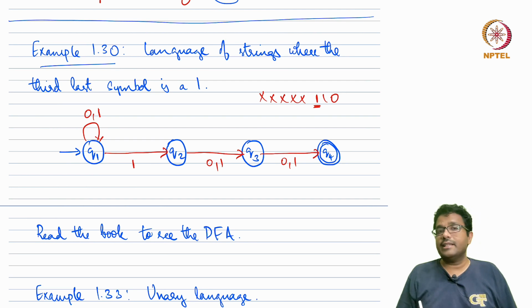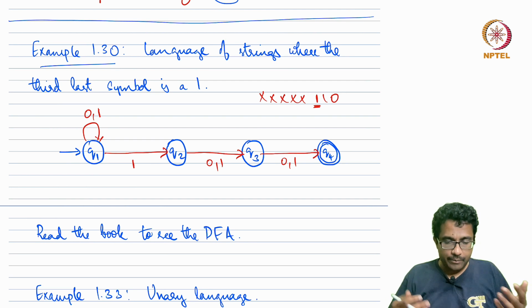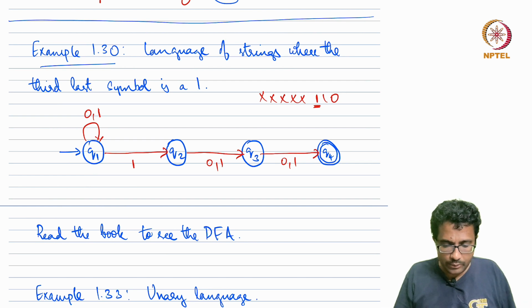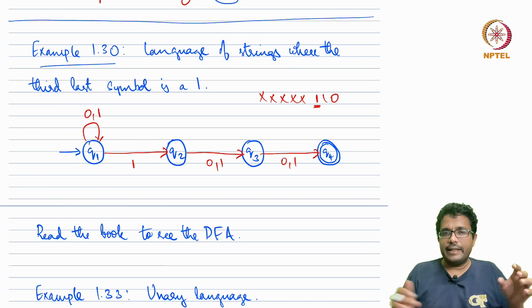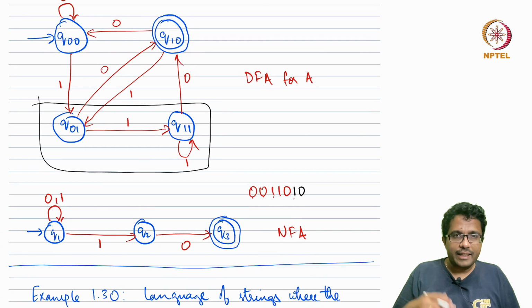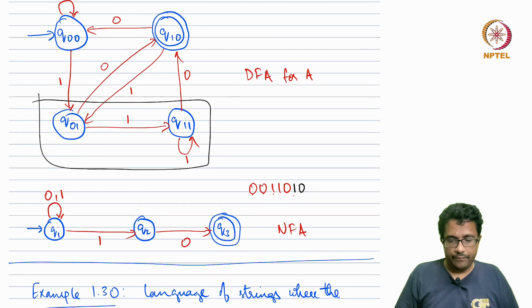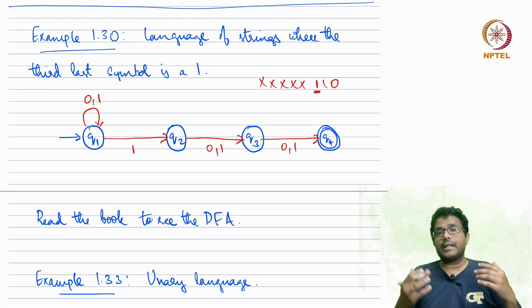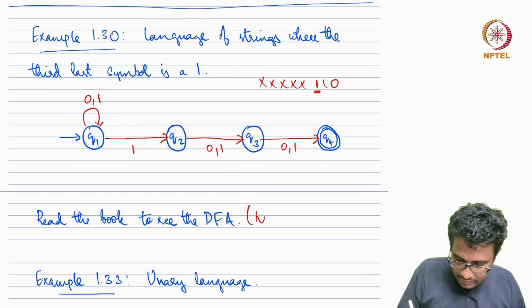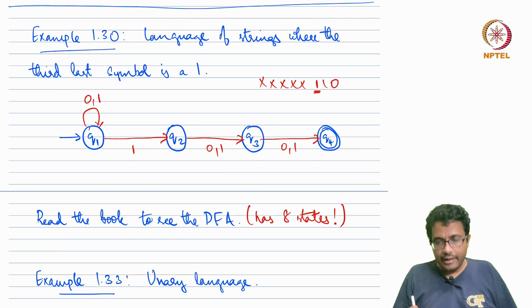Please read the book to see the DFA, and that will perhaps make you appreciate the fact that the NFA is very simple, very easy to understand. You can see it's almost a straight line except for the self loop. The DFA has 8 states with all kinds of transitions going across, right? Something similar to this idea but extended to 8 states, because you have to keep track of all the last 3 symbols that you saw, right? So this has 8 states and you cannot simplify it further, right? So have a look.